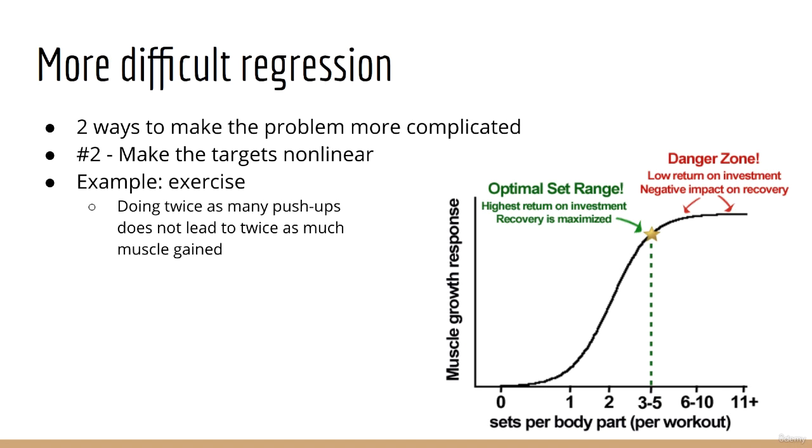The second way we can make the regression problem more complicated is that instead of trying to fit a straight or non-curved object like a line or a plane, we can fit a curve. Many real-world datasets are nonlinear. Think of something simple like exercise. If I do 20 push-ups, will I gain twice as much muscle as I would have if I did 10 push-ups? If I do 30 push-ups, will I gain 3 times as much muscle? Of course, the answer is no. Otherwise, we'd have people doing push-ups all the time and becoming very large people. At some point, the benefit of doing push-ups is going to taper off.